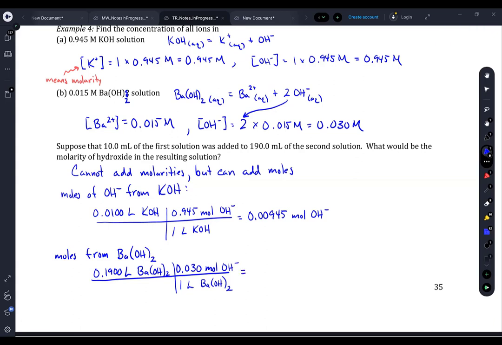So that one I cannot do in my head. 0.19, I should be able to. 0.33. What's that? 0.38, 0.5, something like that. Yeah. So that's going to be 0.0057. Did I drop a sig dig? No. Only two sig digs.